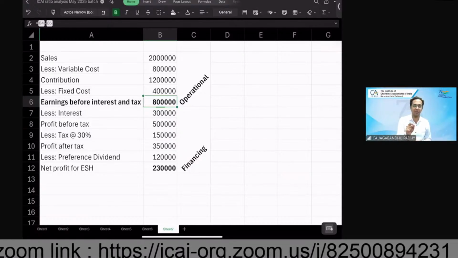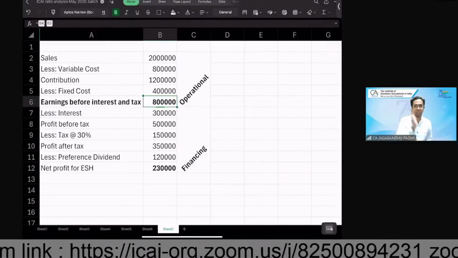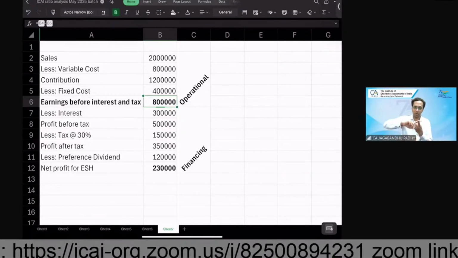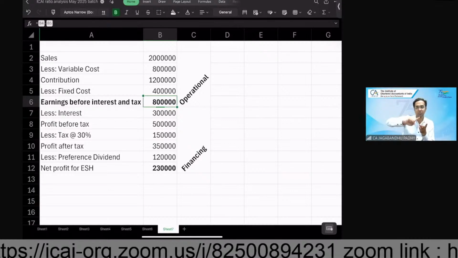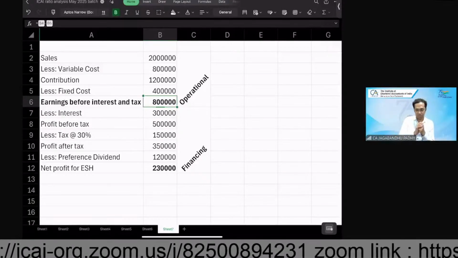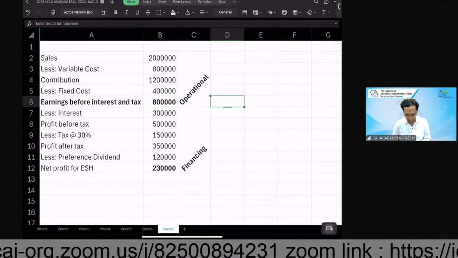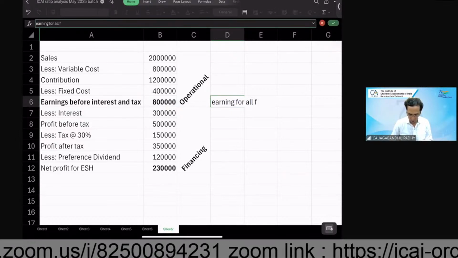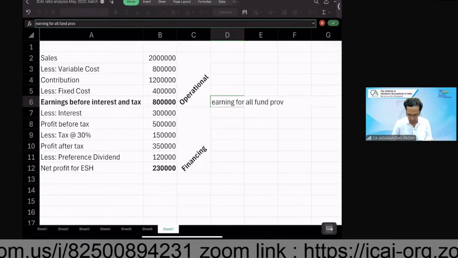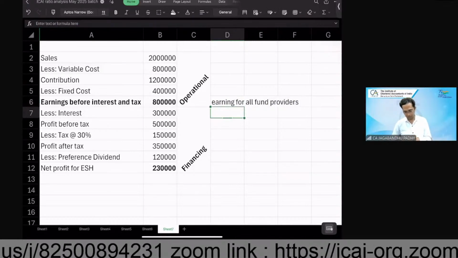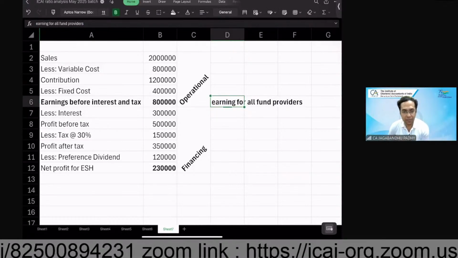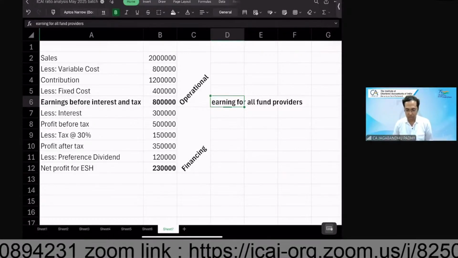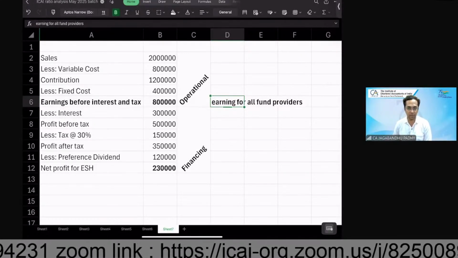first right is that of the debenture holders or the borrowed funds. But from this EBIT only, you're going to pay to debenture holders, you're going to pay to the preference shareholders, you're going to pay the equity shareholders. So this EBIT is earning for all fund providers. So 8 lakh, which is EBIT, is an earning for all fund providers.